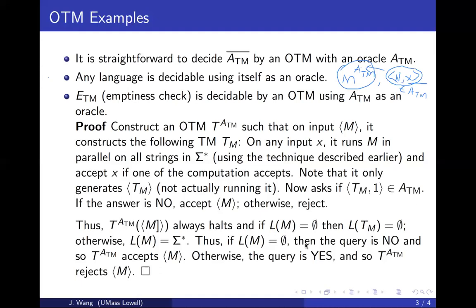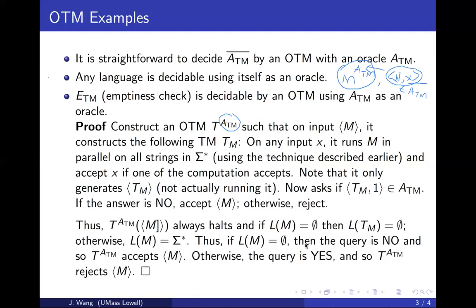And then the emptiness check, whether the Turing machine accepts nothing, is decidable by an Oracle Turing machine using A sub TM as an oracle. Here's a proof. We construct this Oracle Turing machine T with A sub TM as an oracle, such that on any input, which is the encoding of M, remember, we want to know whether this M accepts nothing.